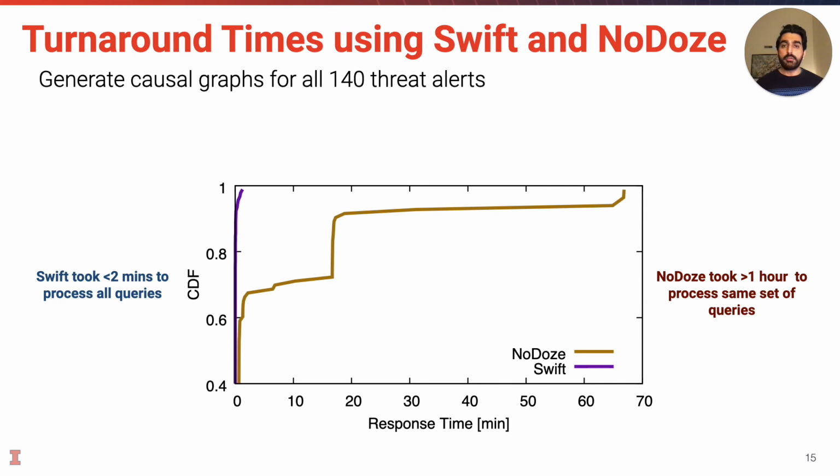In order to evaluate the effectiveness of our system, we measured the response time of causal graph generation queries for all 140 threat alerts. We chose Nodoze as a baseline system that uses only disk storage for causal graph generation. As you can see from the CDF chart, Swift took less than 2 minutes to process all graph generation queries. In comparison, Nodoze took more than 1 hour to return the same results.